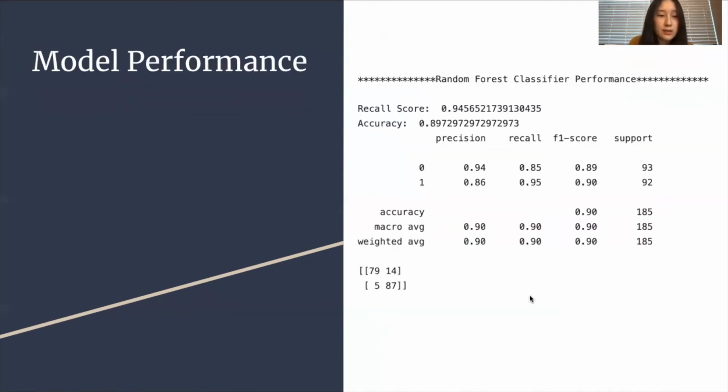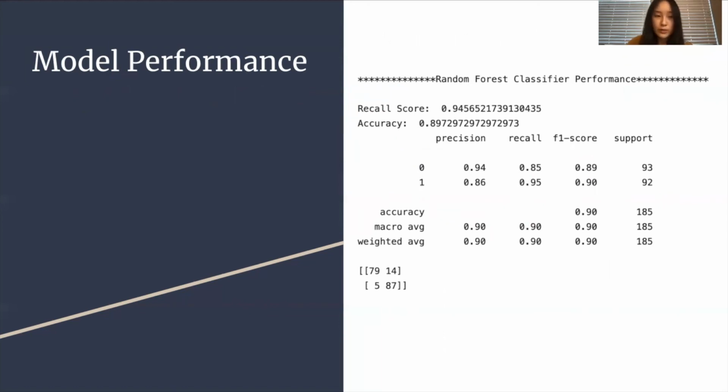So here is our performance for the new model. The recall score is 90% and accuracy is 95%, which indicates it's a pretty good model. However, we do need to keep in mind that our dataset was very small, so it might not be the best representation of all elderly women in the country.